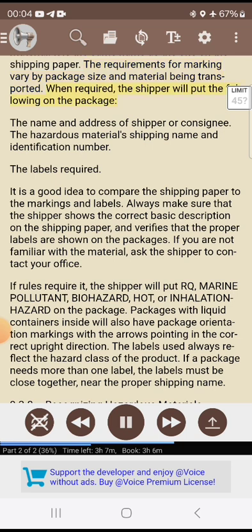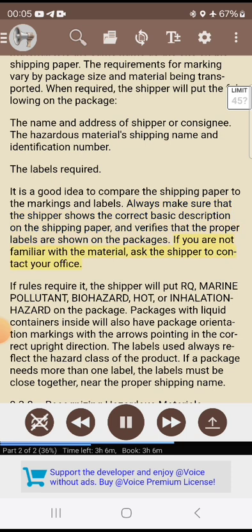When required, the shipper will put the following on the package: the name and address of shipper or consignee, the hazardous materials shipping name and identification number, the labels required. It is a good idea to compare the shipping paper to the markings and labels. Always make sure that the shipper shows the correct basic description on the shipping paper, and verifies that the proper labels are shown on the packages.